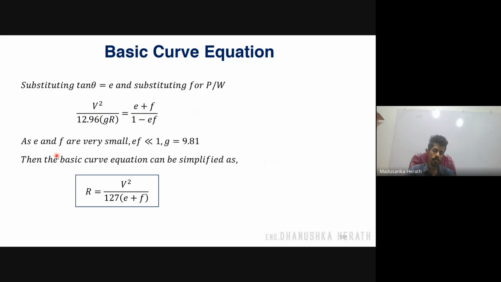Here f is the coefficient of friction. That is something like 0.0035 or 0.035.